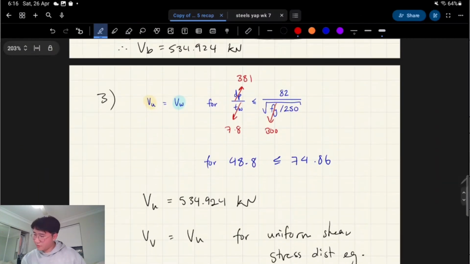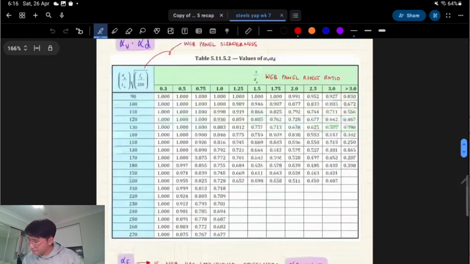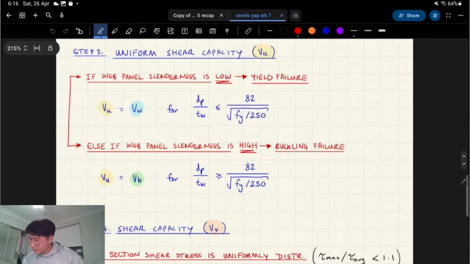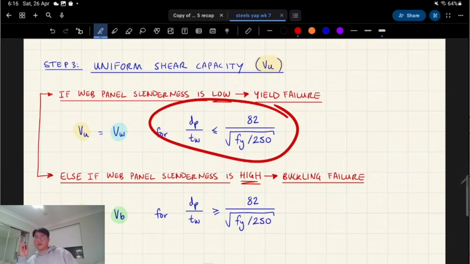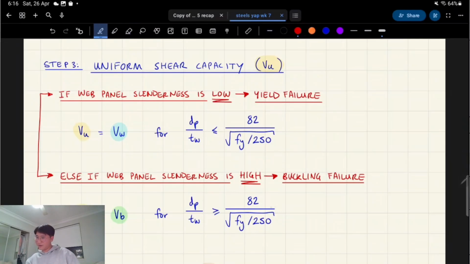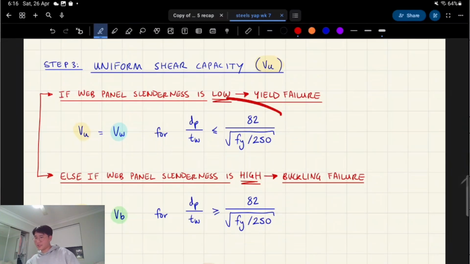Next is our uniform shear stress distribution. So we have to do a quick if statement check, right? If we look at my notes, you're checking whether the web panel slenderness is low or high. If it's high, then this statement will be true and then it'll buckle. If it's low, sorry, this statement will be true and then it'll just yield. So think about it. If you have a low slenderness, you're going to experience yielding, right?